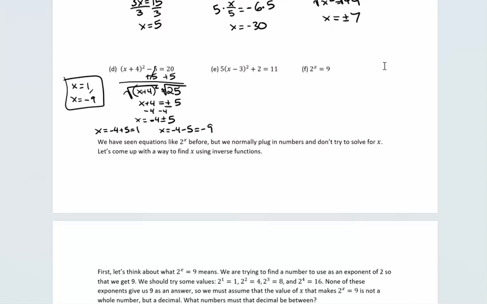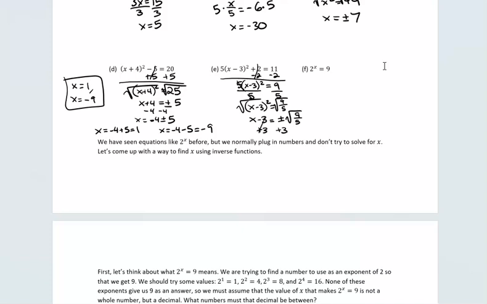One more like that. Here we're going to subtract 2. So 5x minus 3 squared is equal to 9. Then we'll divide by 5. So x minus 3 squared equals 9 over 5. We will square root. So x minus 3 equals plus or minus the square root of 9 over 5. And then we'll add 3 to both sides.